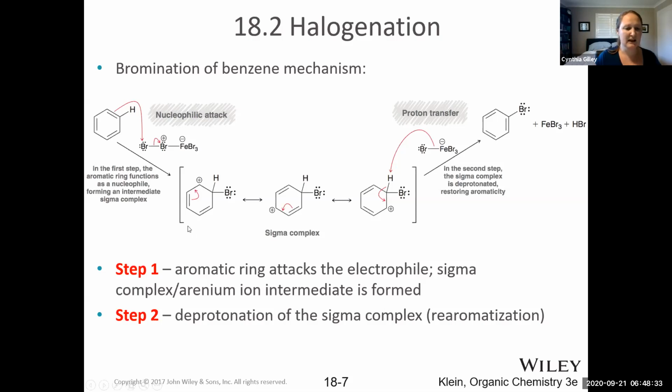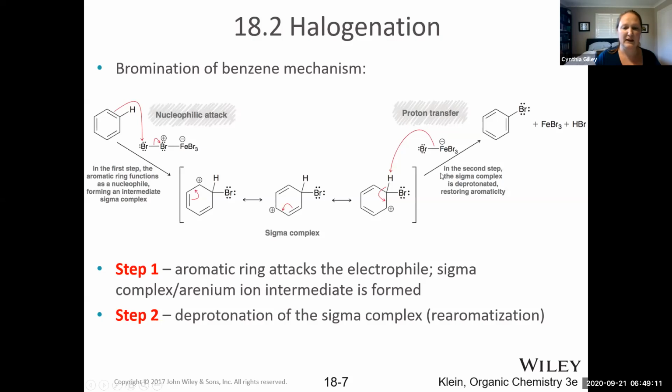The intermediate has a name. It's sometimes called the sigma complex and sometimes called the arenium ion. So I wrote the name here, arenium ion, down here. You can see when I'm referring to the sigma complex or the arenium ion, I use those terms interchangeably. And they basically mean the intermediate formed in an electrophilic aromatic substitution, which is a resonance stabilized intermediate. You can see the 3 contributors here for this particular reaction.